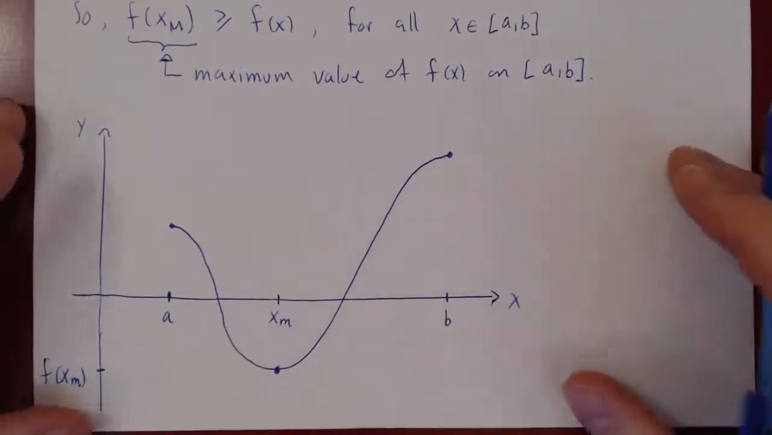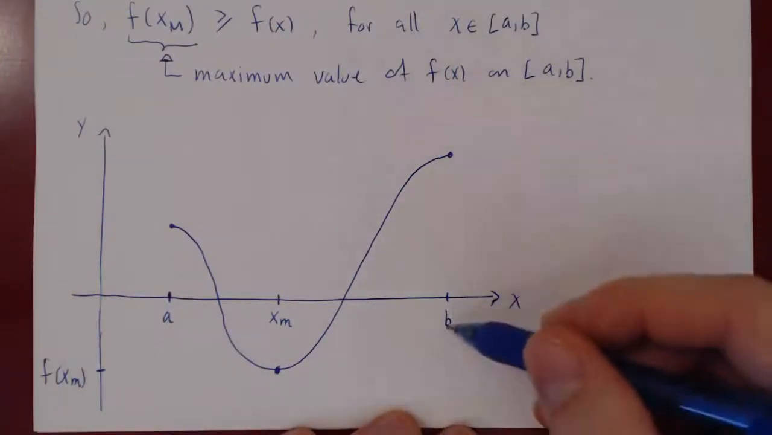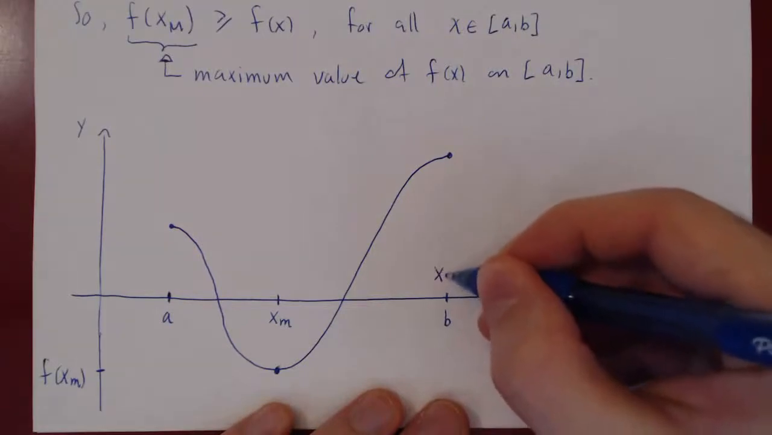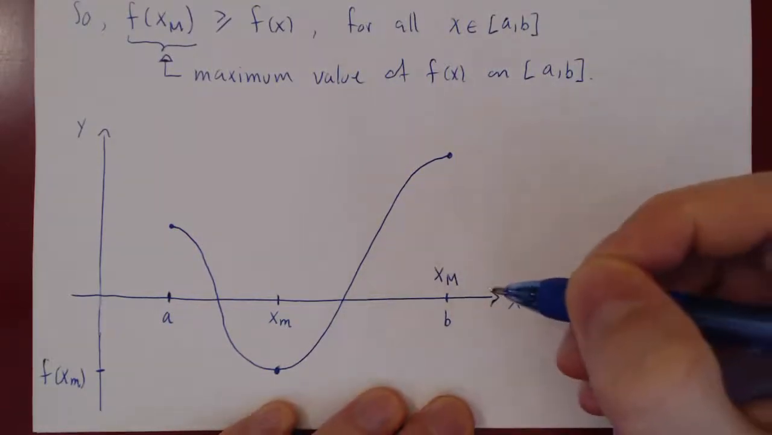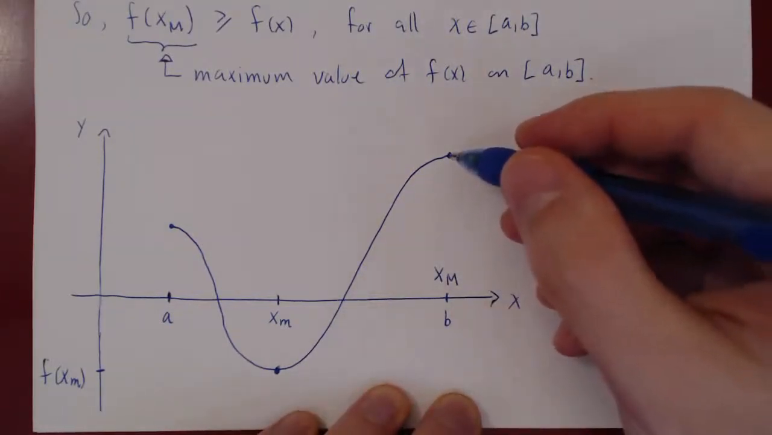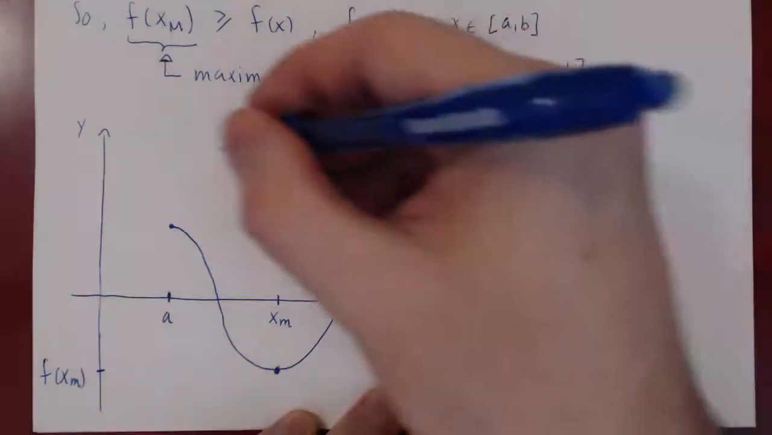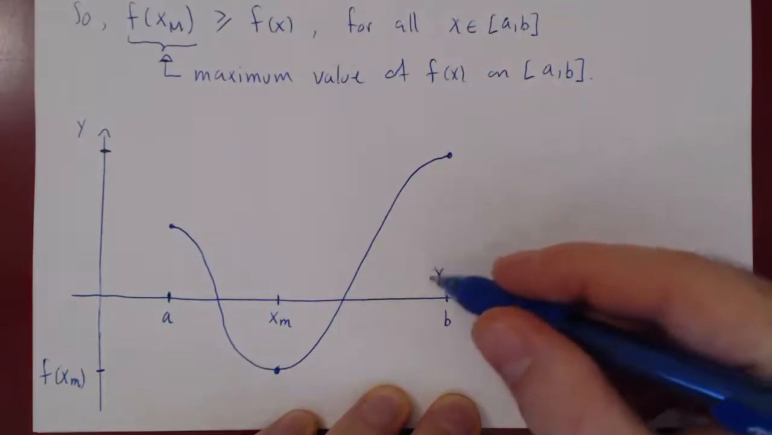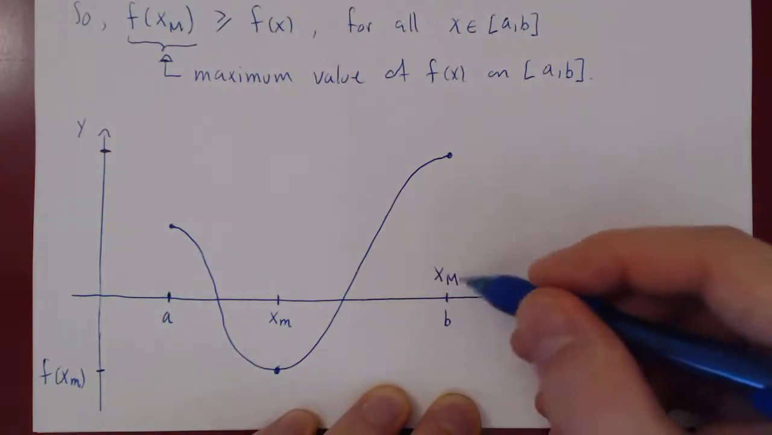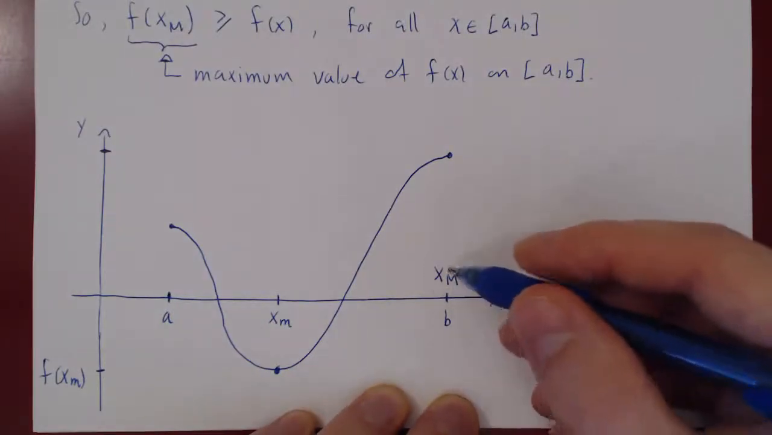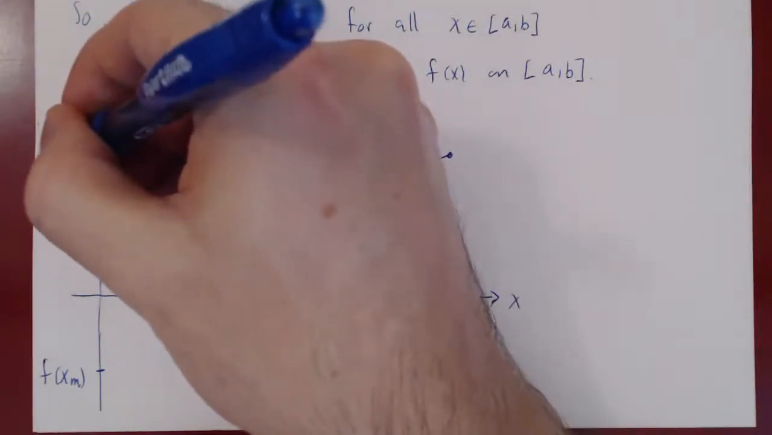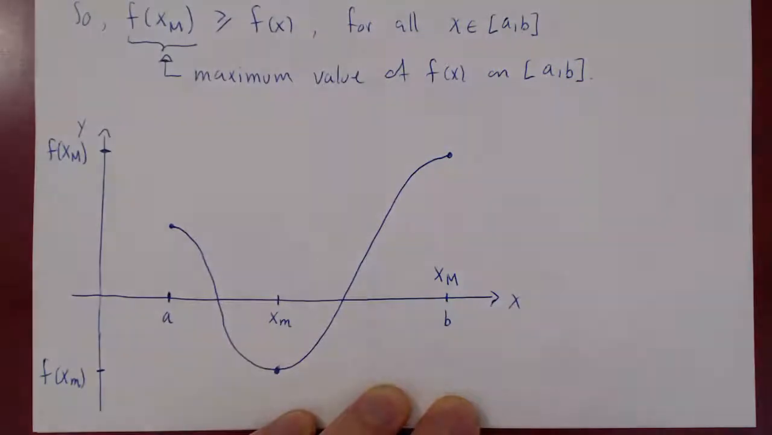And if you notice, here b would be the absolute maximum. So x subscript uppercase m. At this point, the function attains its largest value, and the maximum value is, of course, the value of the function at its absolute maximum, f of x subscript uppercase m.